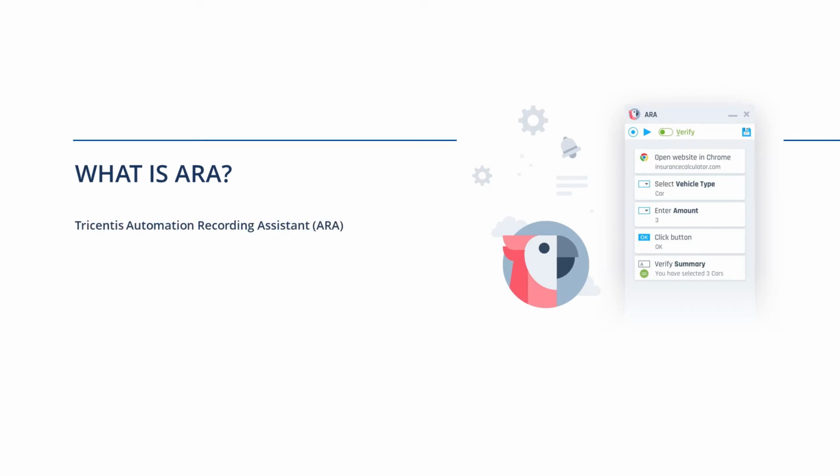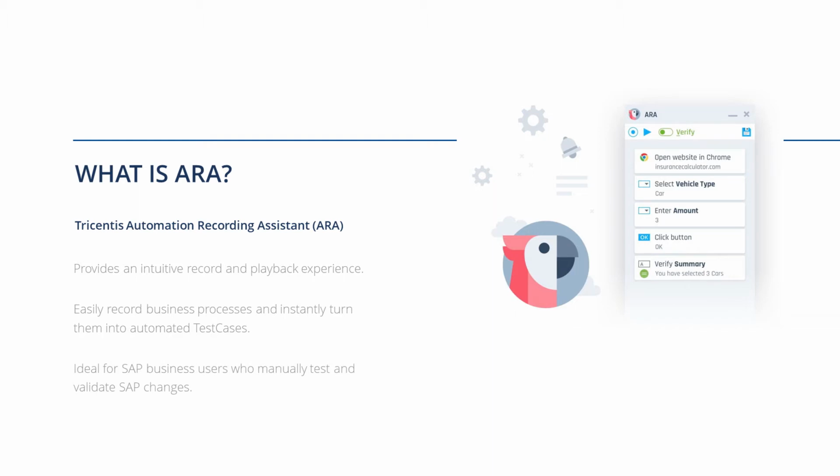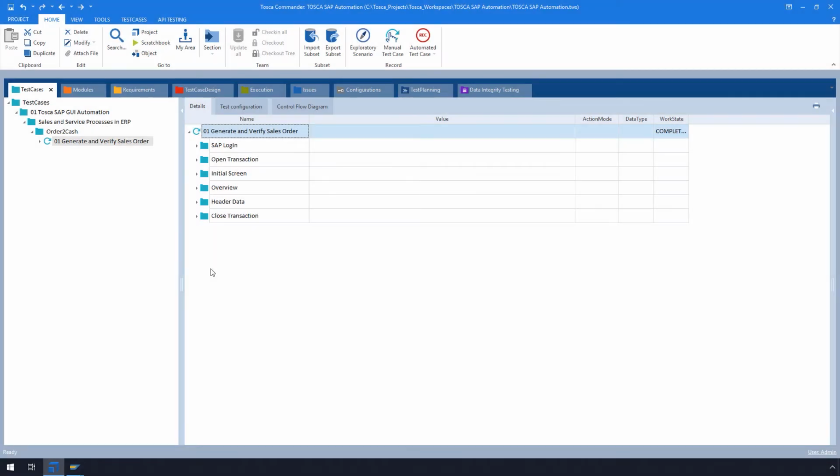ARA is a standalone tool integrated with Tosca that assists you in your test case creation process. ARA provides an intuitive record and playback experience which makes test automation simple and easy to use. With Tricentis ARA, anyone can easily record business processes and instantly turn them into automated test cases. ARA's seamless no-code approach is also ideal for SAP business users who can easily build automated test cases during their normal SAP routines. Now let's see how we can use ARA.